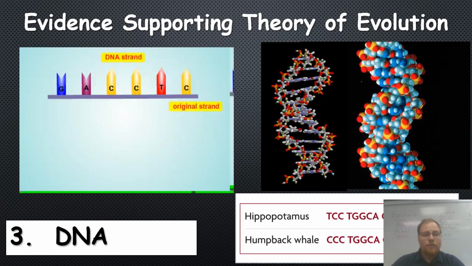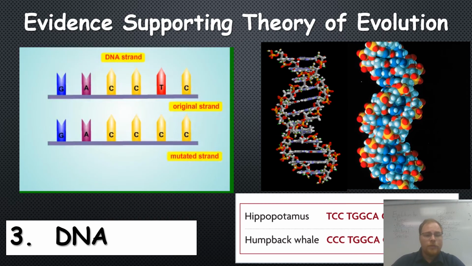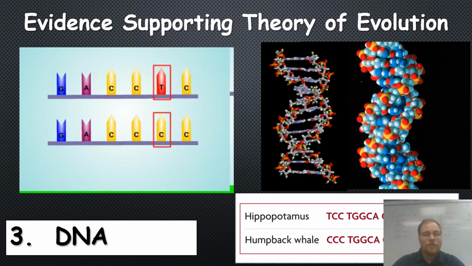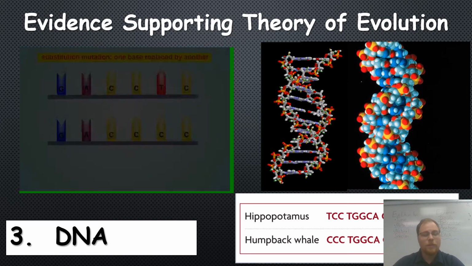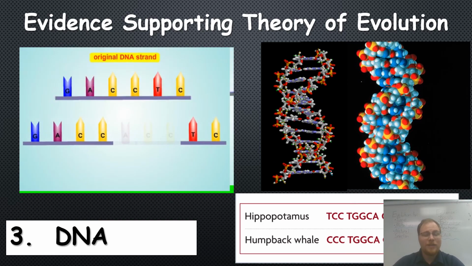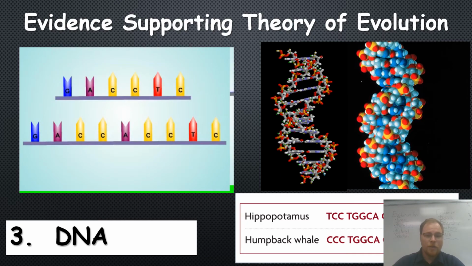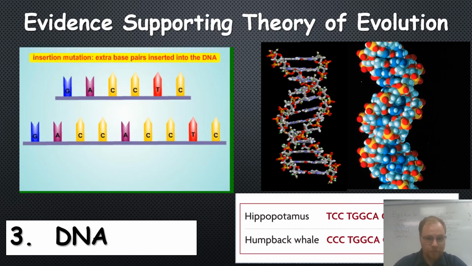Now, the next piece of the evidence supporting the theory of evolution is going to be DNA, specifically the similarities in DNA between organisms. Now, we haven't really been able to talk too much about DNA because of the coronavirus, but we're going to give a quick course over it.